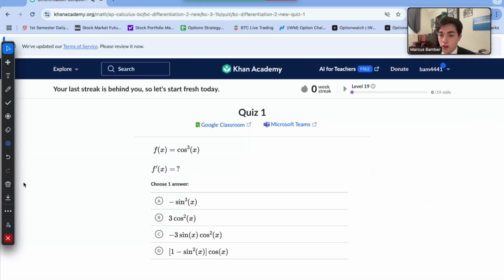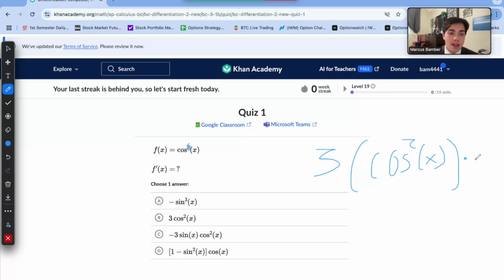Okay. On to our next one. We're going to use our chain rule once again. Now that we've remembered it, outside function is going to be x to the power of 3. So we're going to find the derivative of that, which is 3 x to the power of 2. But it's not x, it's just our inside function, which is cosine of x to the power of 2. So cosine squared of x. And then we're going to multiply by the derivative of the inside, the derivative of cosine.